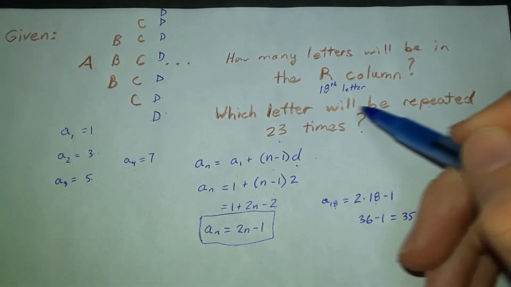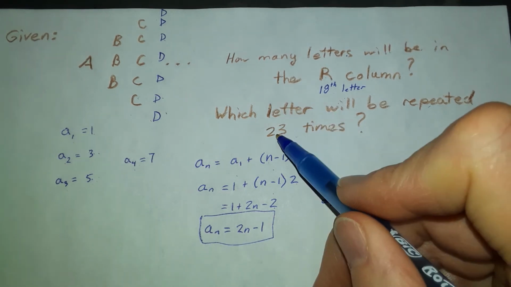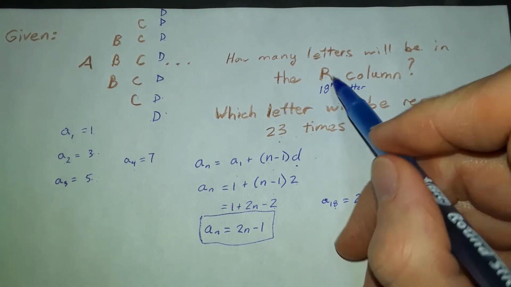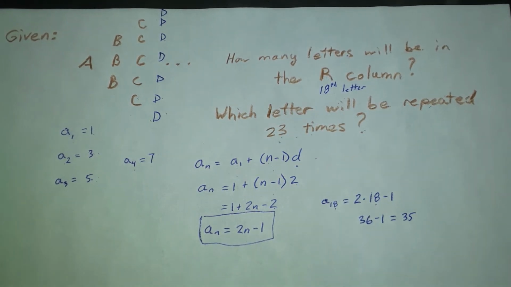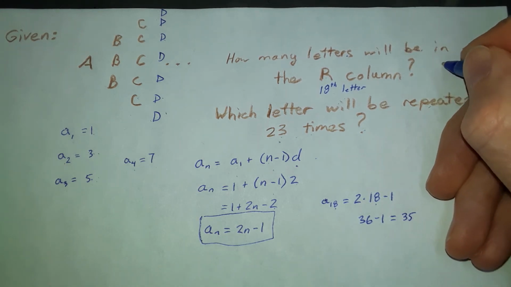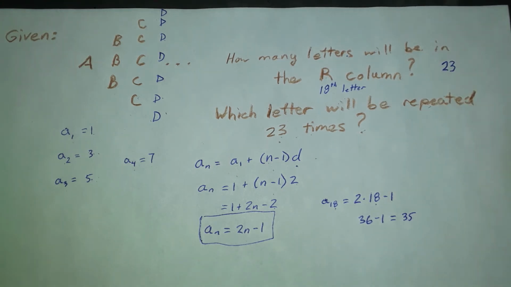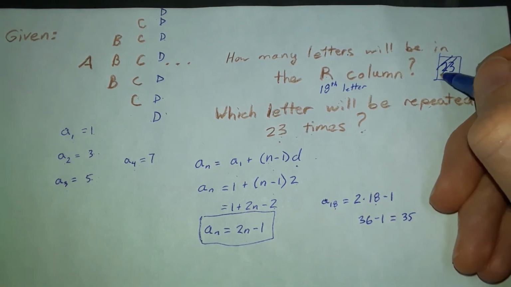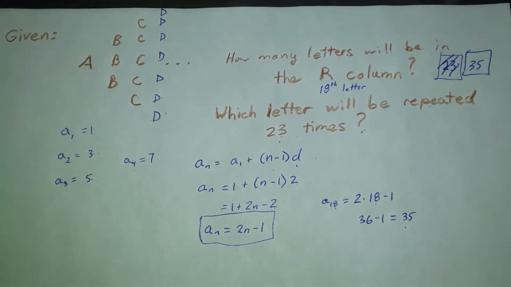So looking down here at which letter will be repeated 23 times, since 35 is larger than 23, we know that this is going to be some letter prior to R. So somewhere between A and R, a letter repeats 23 times, and we're going to try to find that. The answer to the first question is 35. That's the answer to this question based on this formula.